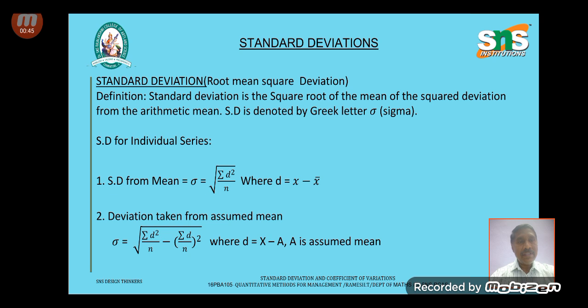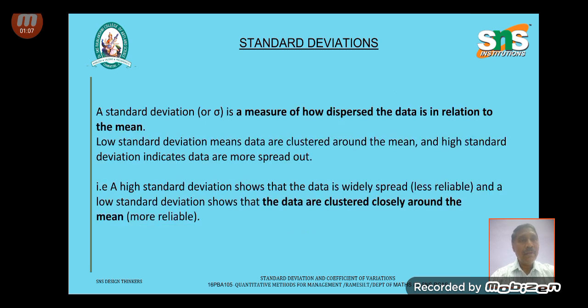So we calculate the standard deviation for an individual series using the formula square root of sum of d square divided by n, where d is the difference between the average and the given data. Or the step deviation method is root of sum of d square by n minus sum of d by n the whole square, where d is x minus a, and a is the assumed mean.